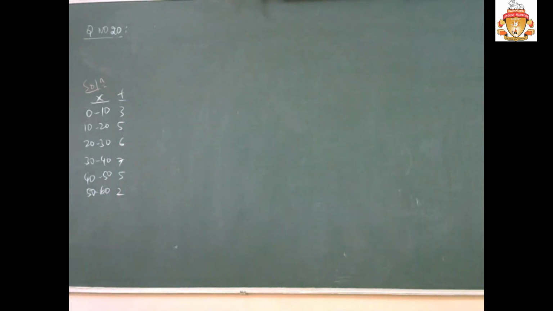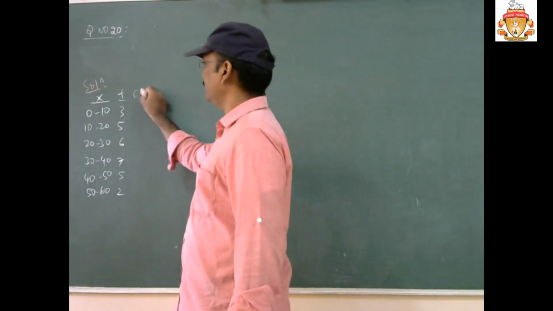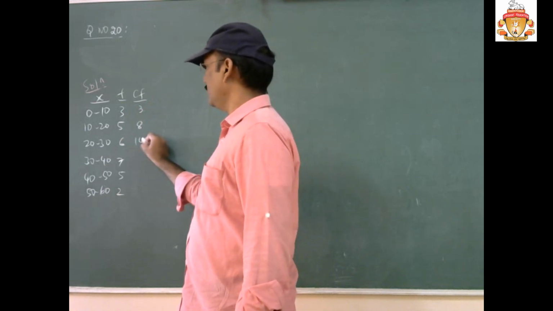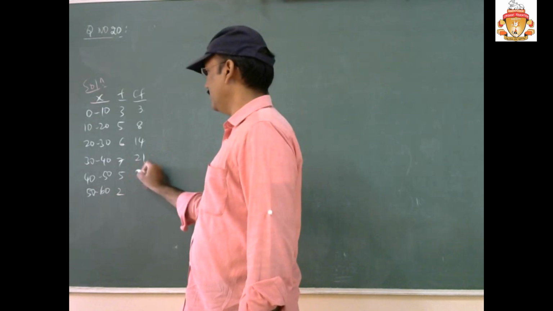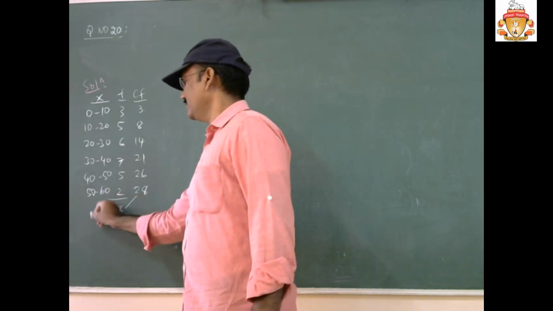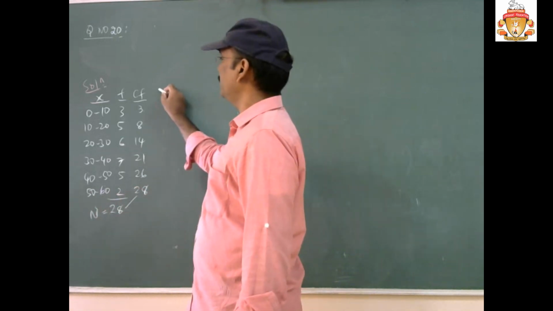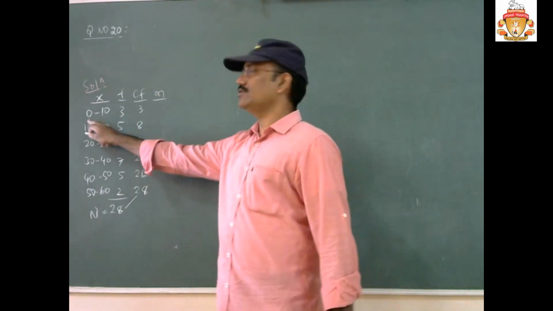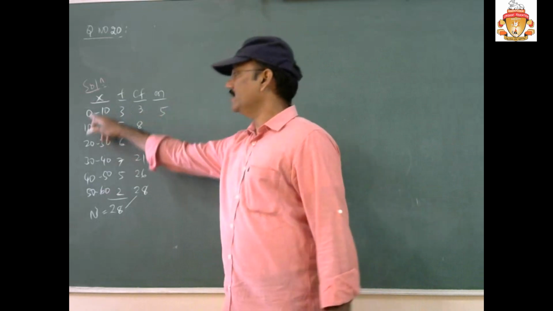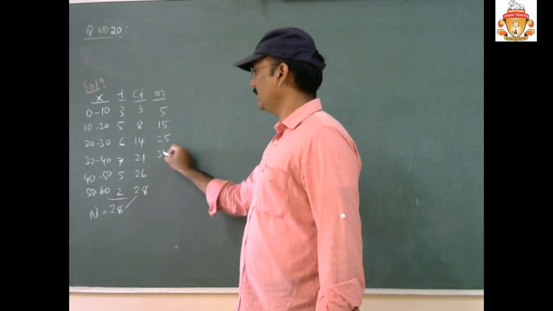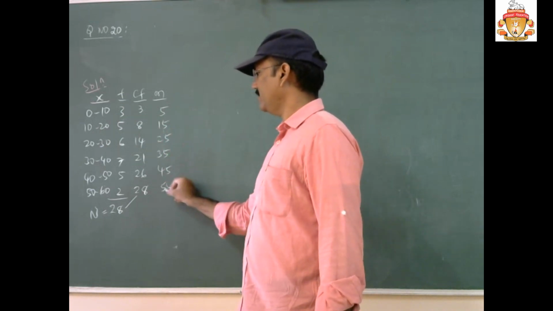Again, you have to find what actually from the beginning. First, you find the CF for median purpose. 3 plus 5, 8, 8 plus 6, 14, 14 plus 7, 21 plus 5, 26 plus 2, 28. So the total also is 28. Both must be the same. This was n. Then you find the m. Why do we need the m? Midpoint for mean purpose. So 0 plus 10 by 2 is 5, and increase by 10: 15, 25, 35, 45, 55.